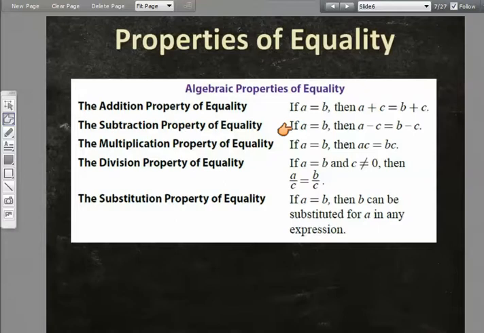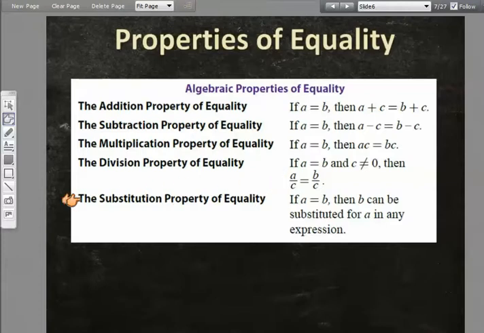And these all are pretty common sense properties. You just need to know the names for them. The multiplication property of equality, if A equals B, then A multiplied by C equals B multiplied by C. And the division property of equality is just a little different. It says if A equals B and C does not equal 0, then A divided by C equals B divided by C.